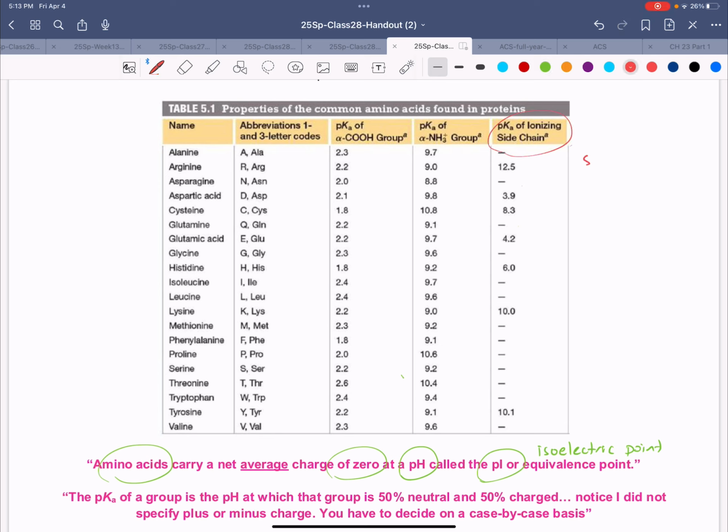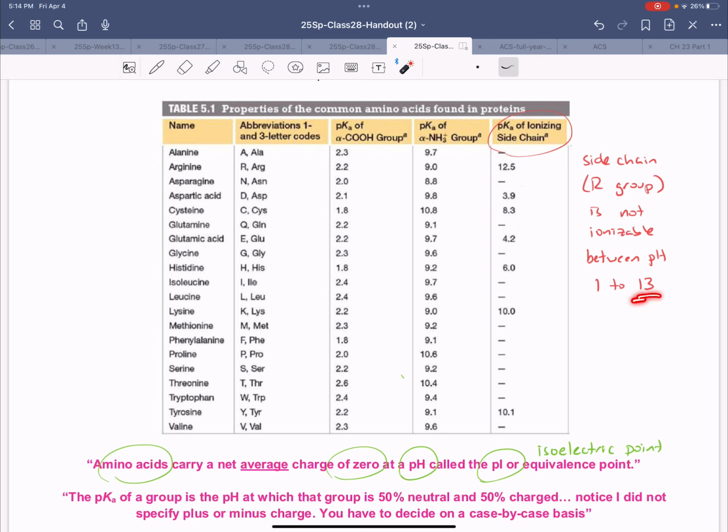The side chain, or I say the R group, is not ionizable, so you won't get a charge between reasonable pHs. And the reasonable range is 1 to, let's say, 13. I think that's a good range. Okay, that actually takes care of 12.5. We're above 12.5 when we hit 13.